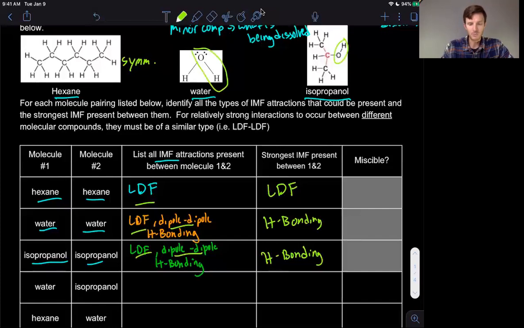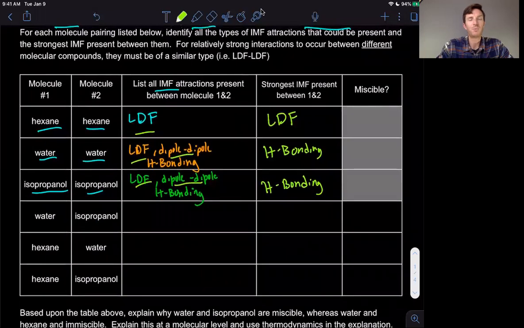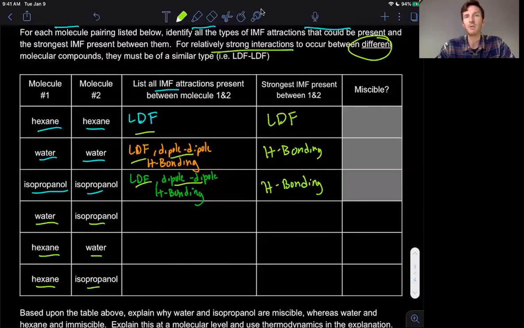So now we have three new sets of molecule A and molecule B, or 1 or 2, and we're thinking about how these molecules can interact with each other. One thing to be aware of is that for there to be relatively strong interactions between two different molecules, so that would be water and isopropanol, or hexane and water, hexane and isopropanol, there must be some similar type of interaction. So maybe they're both London dispersion force attractions, the strongest that they can have, or dipole-dipole attractions is the strongest they can have. And that's the kind of interactions that we would have between them.